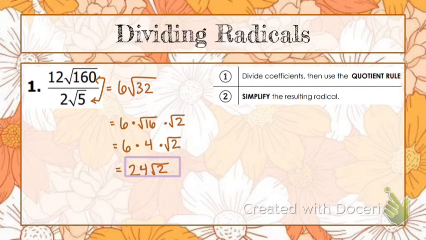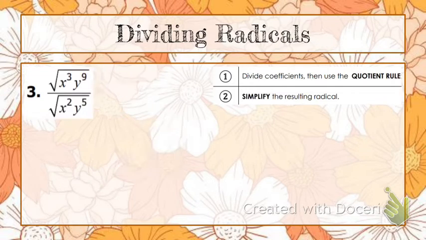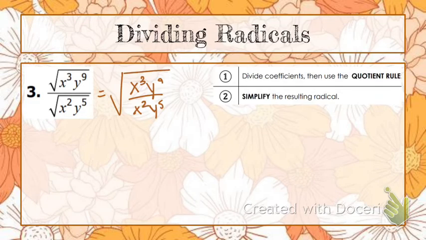So not too bad. The next example I'm going to do with you is problem number 3, and this one has variables in it. So I just kind of wanted to do this one to remind you about exponent rules. So it says to divide coefficients, but we don't have coefficients in this problem. So we're going to start with the quotient rule. So the quotient rule says we can rewrite this as x cubed y to the 9th over x squared y to the 5th. And do it like that. And then we know how to simplify this using exponent rules.